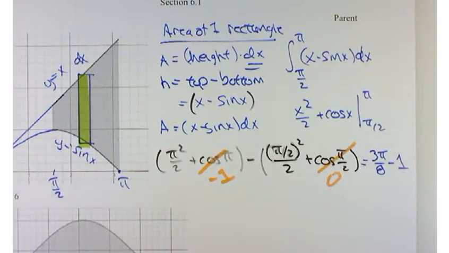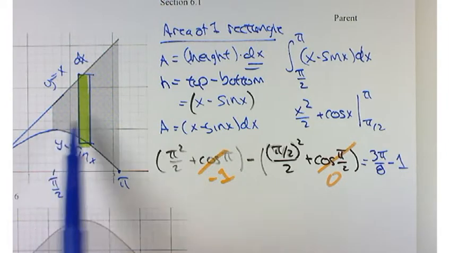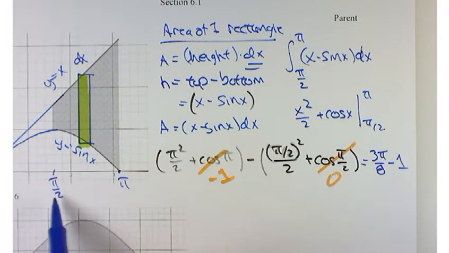Yay. And that's it. That's the area between these two curves, between pi over 2 and pi. How are we looking at the first example?